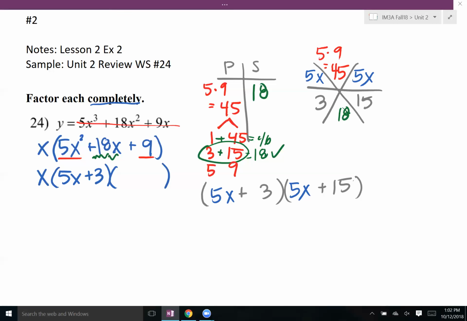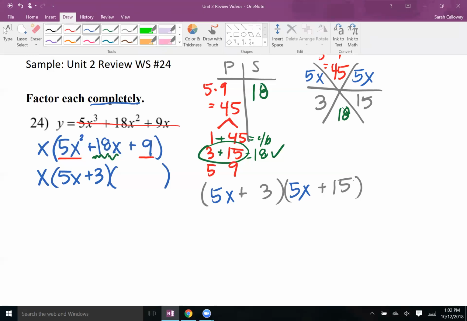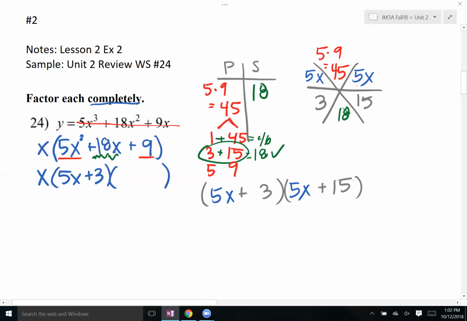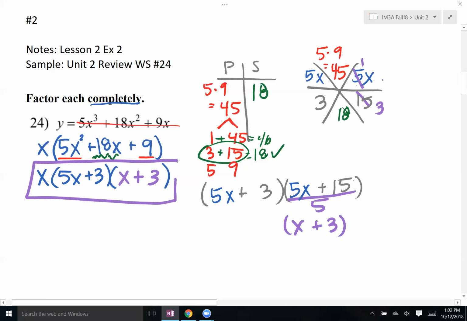And then for the other factor, I have 5x and 15. I can divide both of those numbers by 5, so that's going to give me a 1x and a 3. So my second factor is going to be x plus 3 for that trinomial. And that means that my full factorization is x times 5x plus 3 times x plus 3.